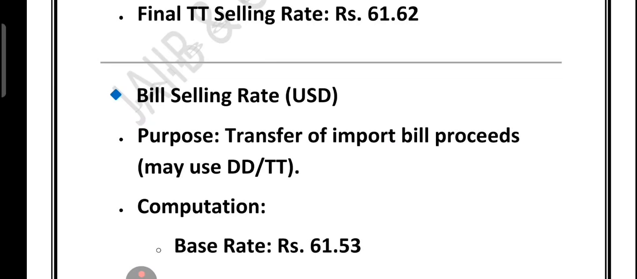Friends, please remember these points. TT selling rate is for outward remittance. First of all, we take the base bank rate, then we add the bank margin and you get the final client rate. Remember, margin is always added in the case of a sell transaction and always subtracted in the case of a buying transaction. Please remember it. So these are the points: TT buying rate, TT selling rate.